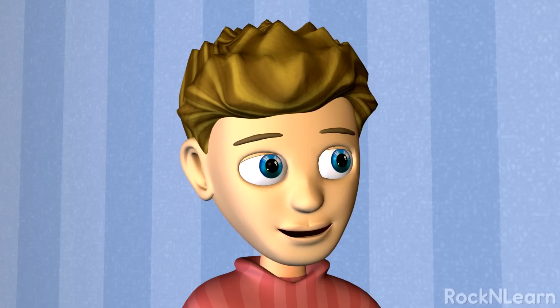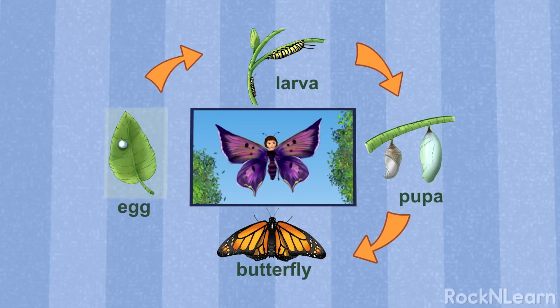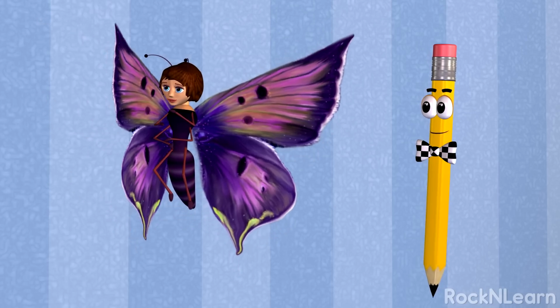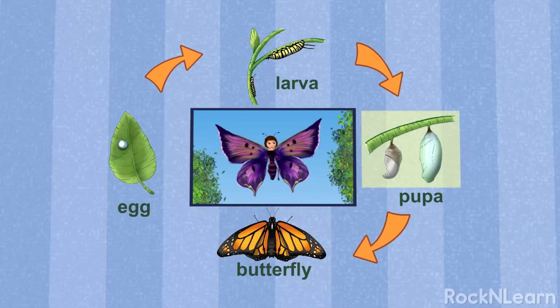So let me get this straight. As a butterfly, you start as an egg. Next, you hatch into a larva, and you eat, grow, and molt. Eat, grow, and molt. Several times. Then you become a pupa. That's where you rest and complete your transformation. And finally, you emerge from the chrysalis as an adult butterfly. Then you lay eggs, and the whole process starts over again.